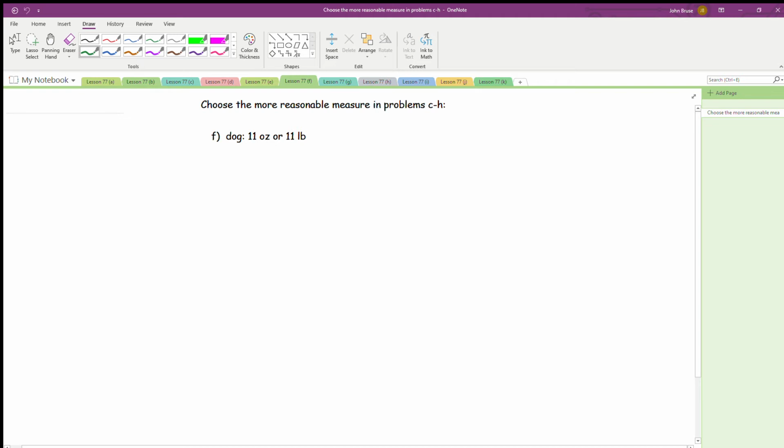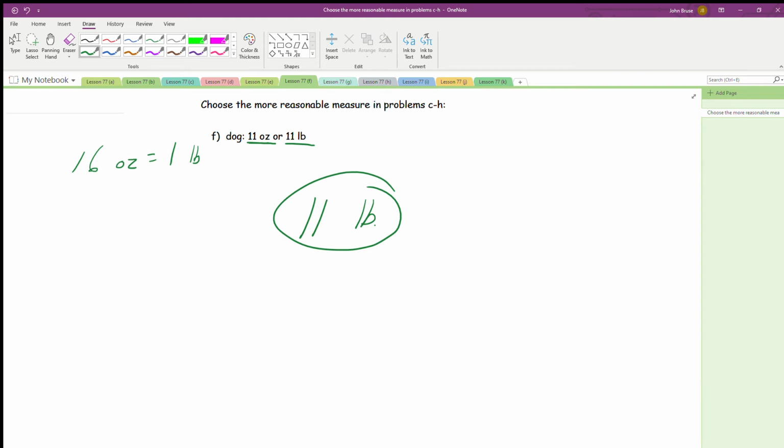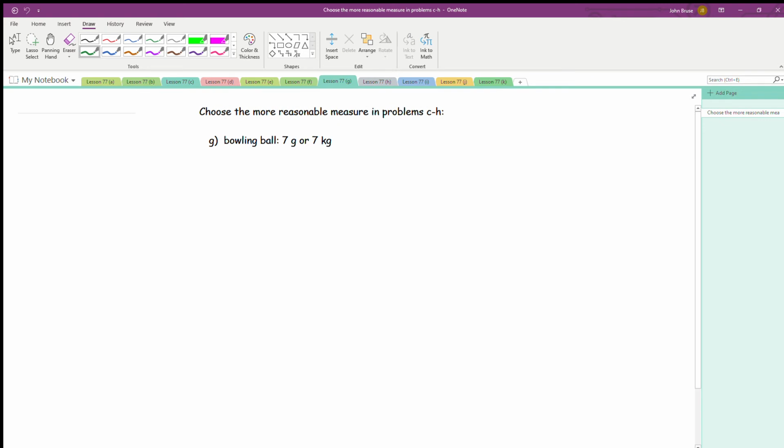A dog. Now remember, 16 ounces equals 1 pound. This is less than a pound. A dog that weighs less than a pound, or would we go with 11 pounds? I'm thinking we should probably go with 11 pounds. I've never seen a dog that weighs less than a pound. That would be something. All right, let's go to G.